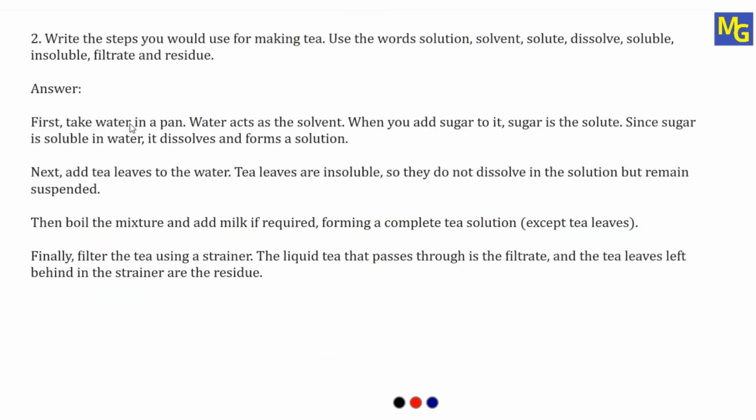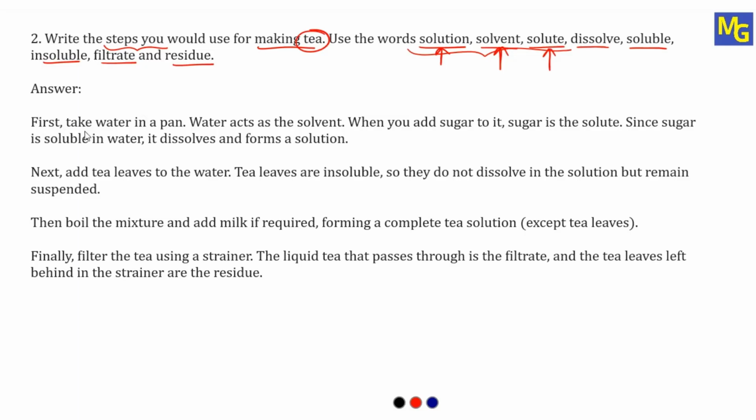Question number 2: write the steps you would use for making tea. Use the words solution, solvent, solute, dissolve, soluble, insoluble, filtrate, and residue. The question is very simple. We have to write all the steps which we use to prepare tea in our home, but while writing these steps, we have to use all the words mentioned in the question. For that, first we should know what is the solution, solvent, and solute in the tea making process. So see the answer, you will understand.